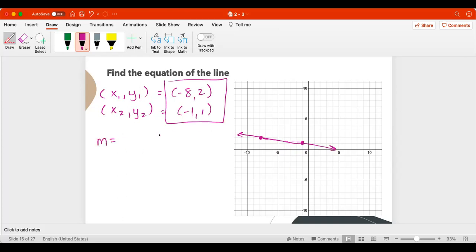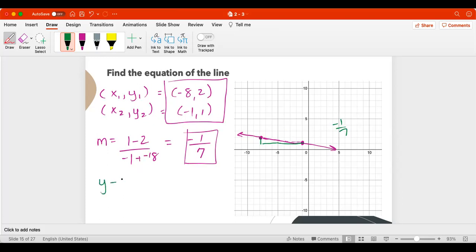And you can find the slope either by using the slope formula, which is 1 minus 2 over -1 minus a -8, which is -1 over 7. And you can see that you go down 1 over, that's 3, 4, 5, 6, 7. You can graph it to figure it out. And then we have a point. It doesn't matter which one you choose, you're going to get the same thing.